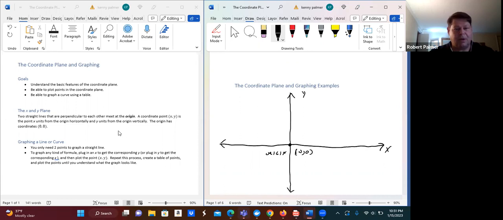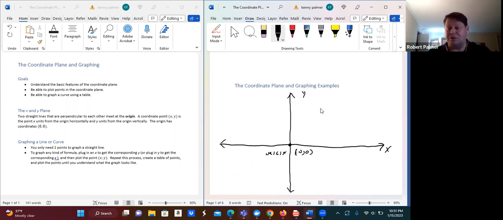And so if you want to plot any point, and we'll do that in a moment, you find the x value, the x coordinate, and you determine where that is on the x-axis. Then you find the y coordinate, where it is on the y-axis, and where those two meet is your point. And also once again, the origin has the coordinate 0, 0.